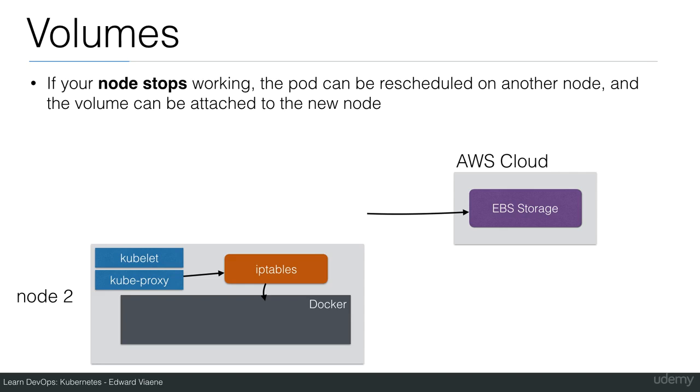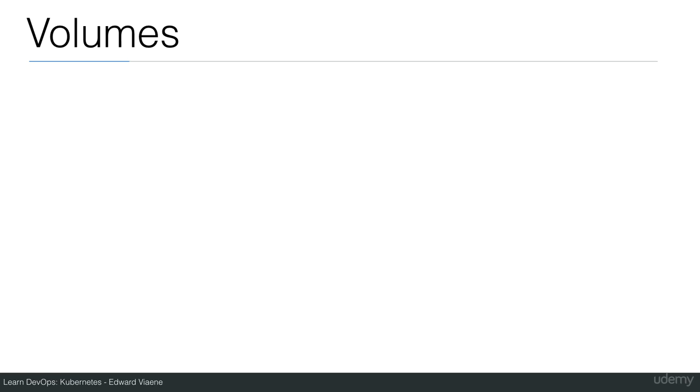Let's say that node 1 completely disappears. Then what's going to happen is my app will be rescheduled on node 2, and then the container will link the EBS storage again, so that my app can access the data that was written on that storage that is in this EBS storage that is safe and outside the cluster. So this works, but only when those nodes are in the same availability zone.